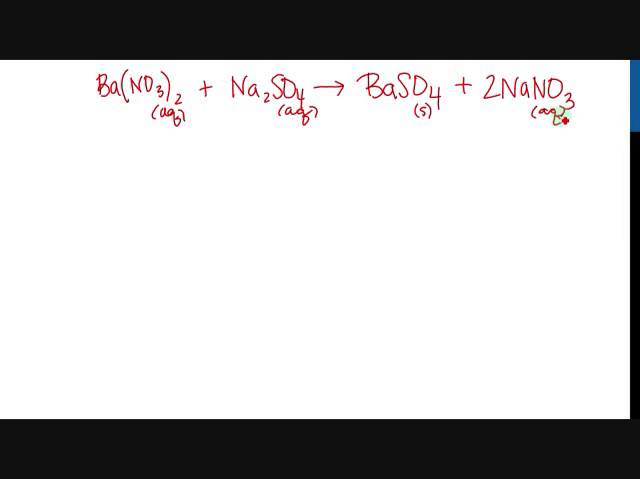So for the net ionic equation of what's happening here, we have the barium ions combining with the sulfate ions to form the barium sulfate solid.